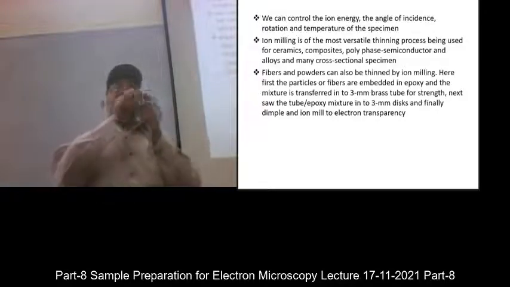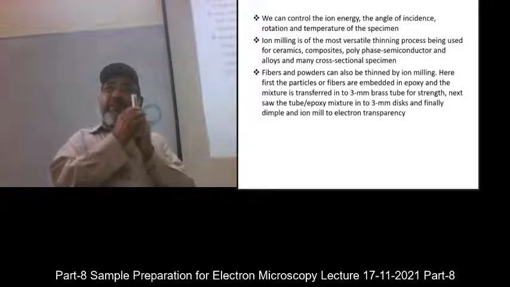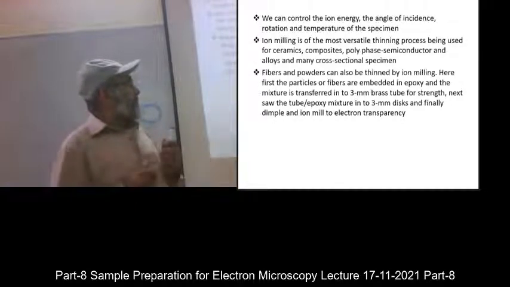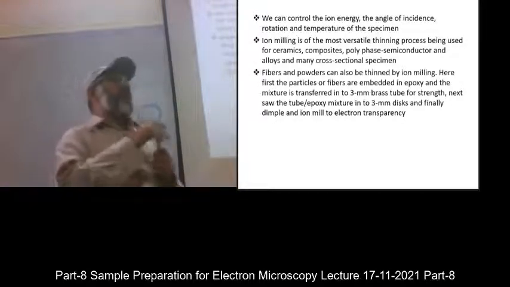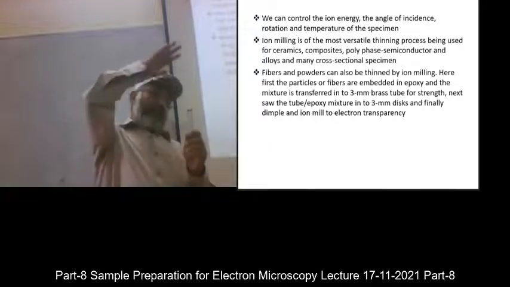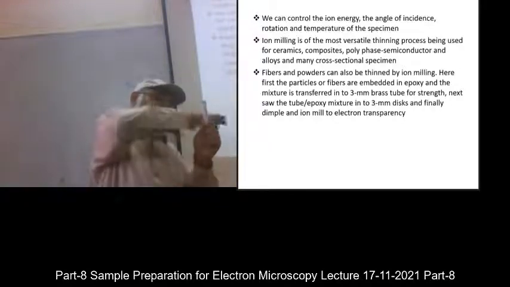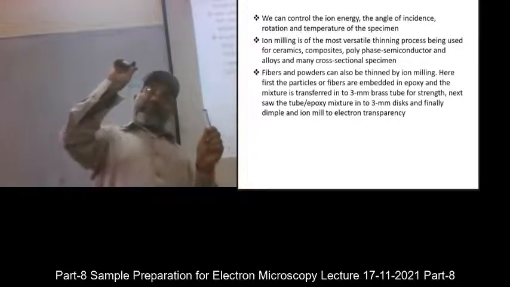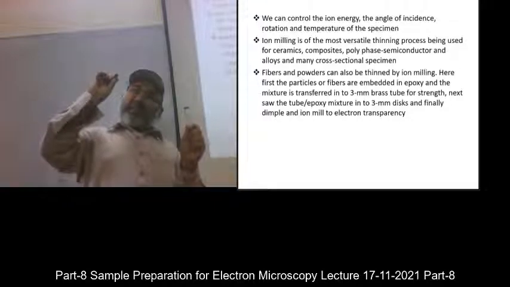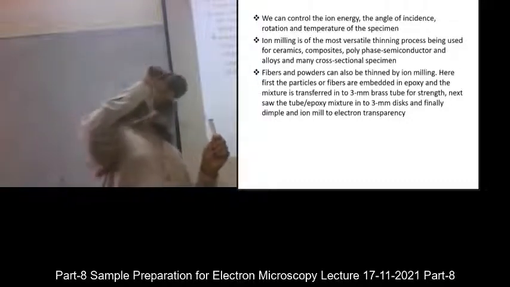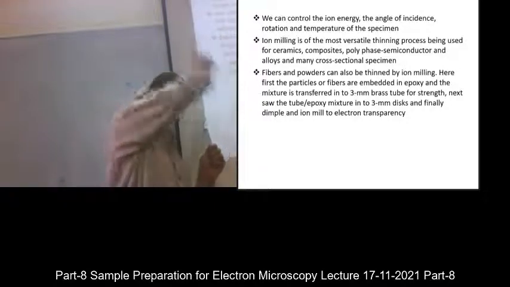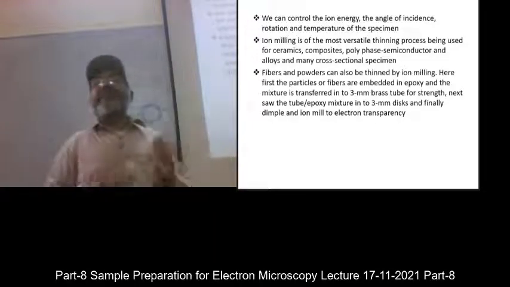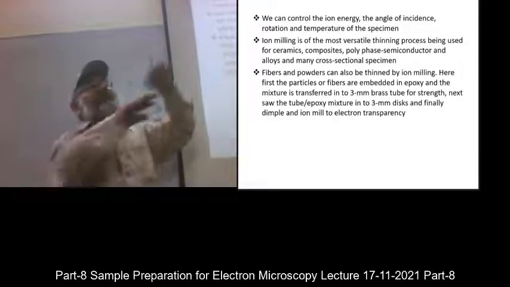I have a 3 millimeter tube like this. I mixed epoxy and the powder of the sample together. I filled this tube, then I cut it into 3 millimeter discs. The epoxy kept the material strongly stuck, and you can dimple it, as well as ion thin it, and those powder particles will be thin.